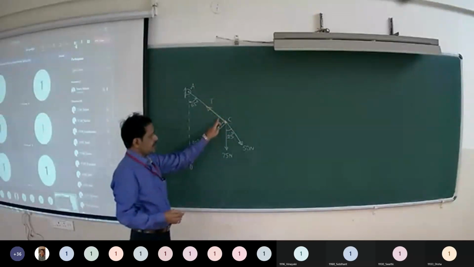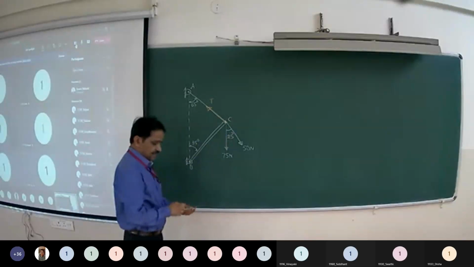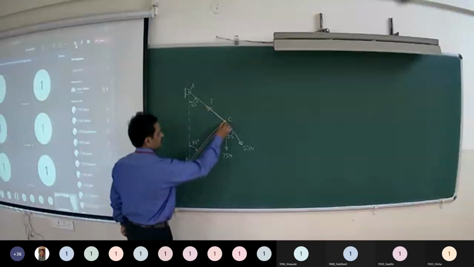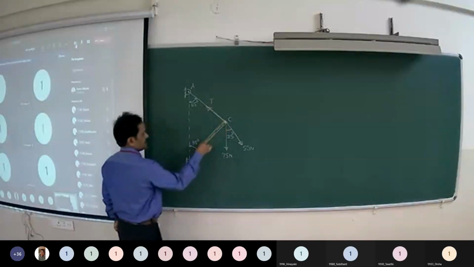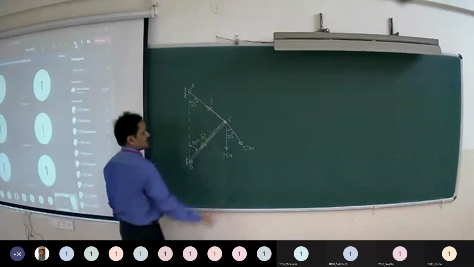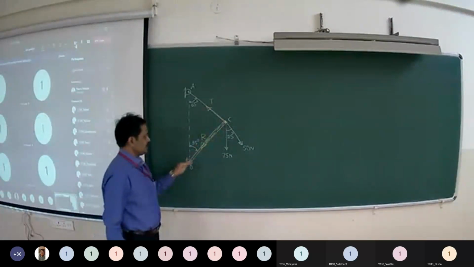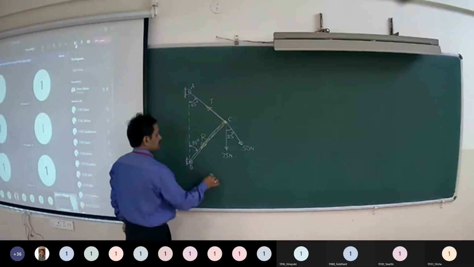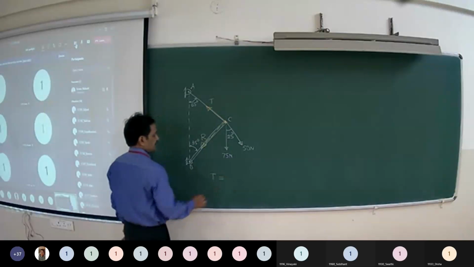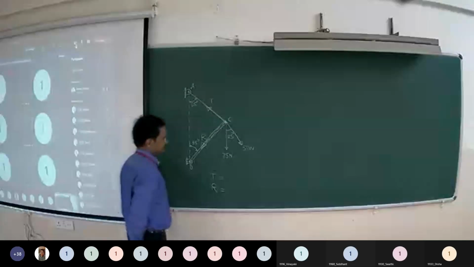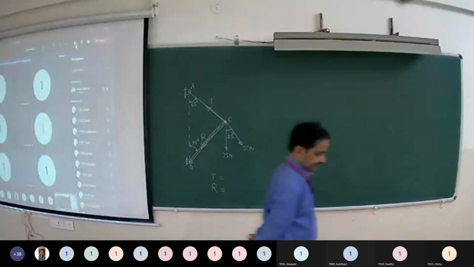Now the resultant of these three forces must be directed along BC. So it is given that the resultant of these three forces is acting along the line BC. Then you have to find out the tension in the cable T and the magnitude of resultant R. Okay?